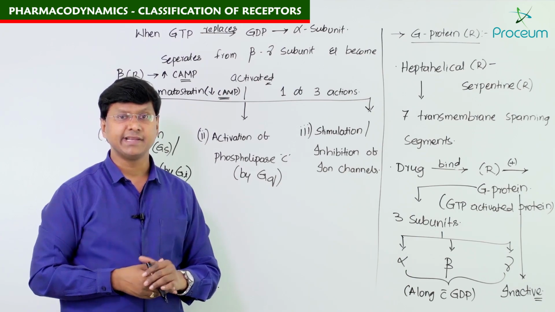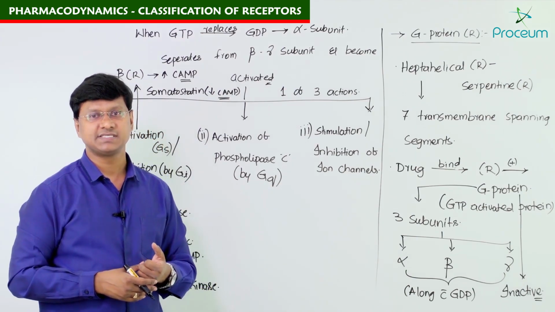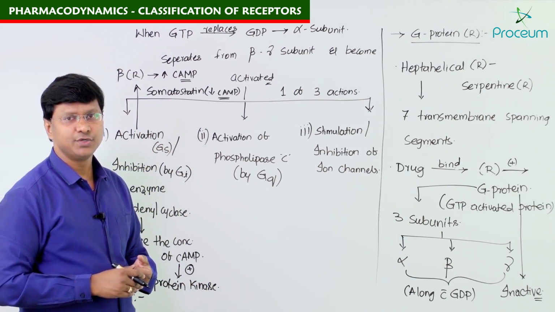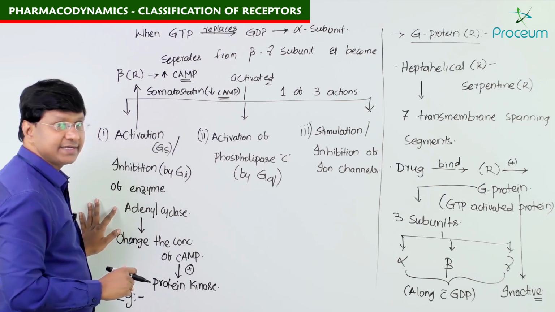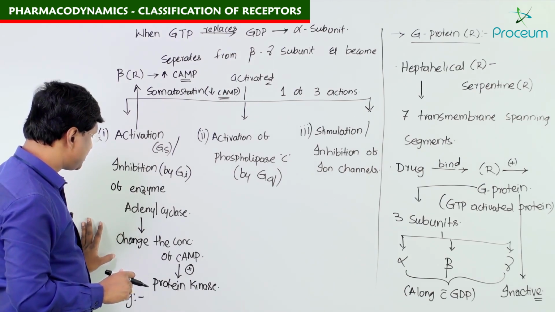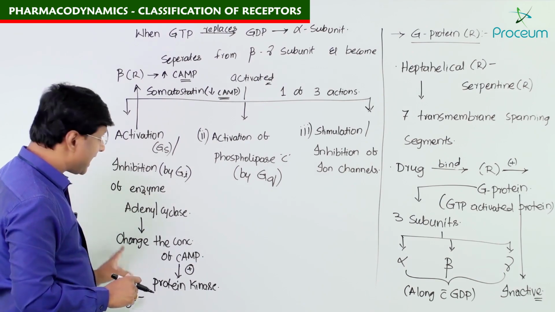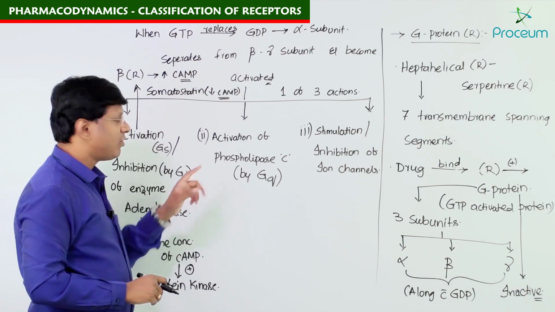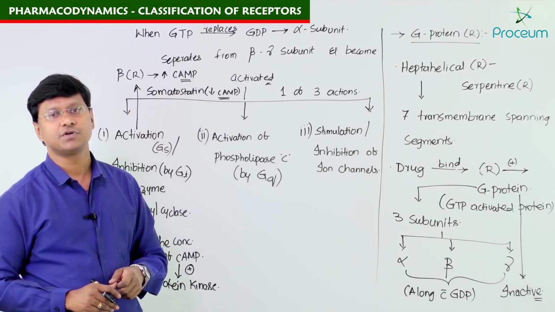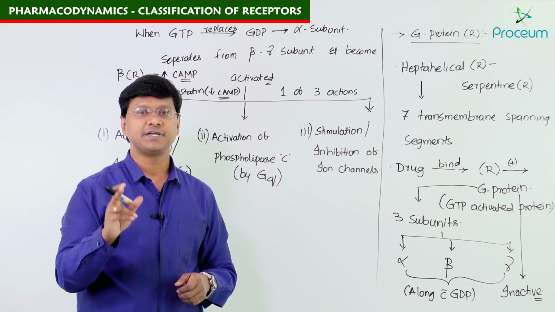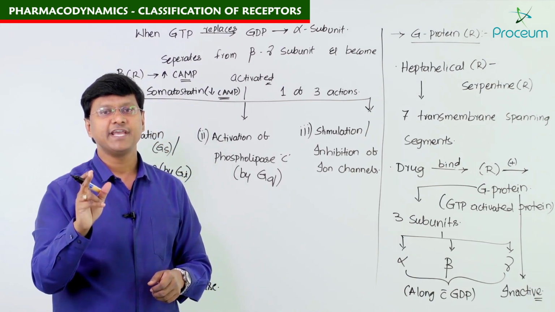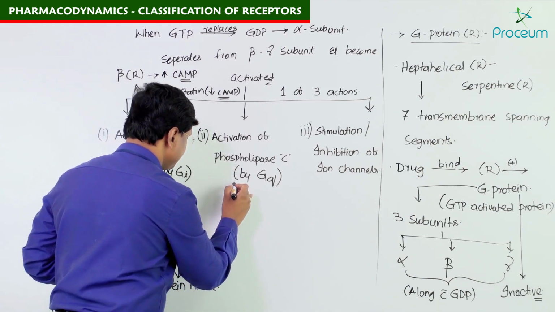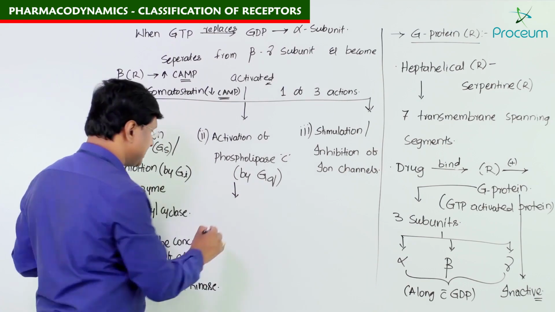Now we will move on to the second, that is activation of the phospholipase C by Gq. Now, what was adenylyl cyclase doing? Adenylyl cyclase was changing the concentration of the cyclic AMP, and this will further activate the protein kinase. Now, what will happen once there is activation of the phospholipase C? Remember, this enzyme converts PIP2 to IP3 and DAG.